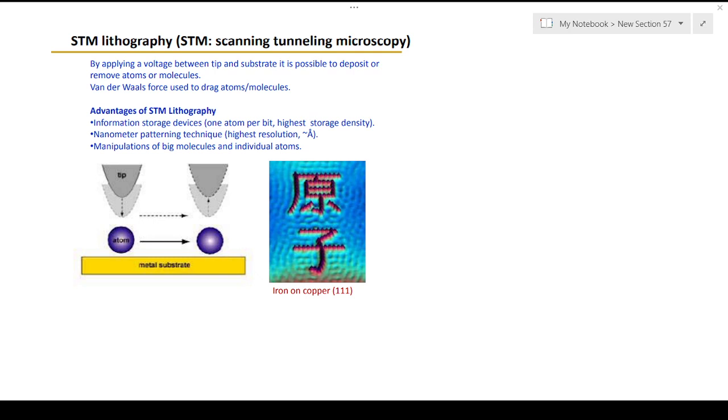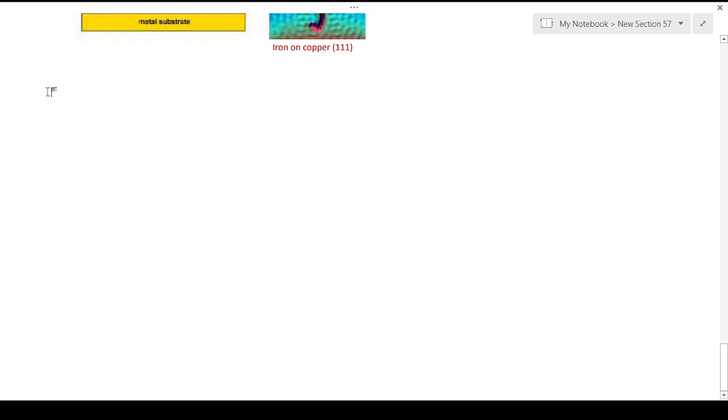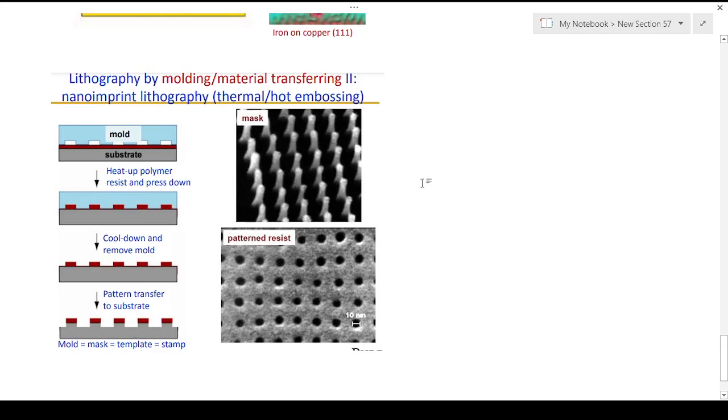Now the other type of lithographic method that we are going to talk about is nano imprint lithography. As I already told, it is the lithography where we need a pattern maker or a mold. As you can see in the figure, the lithography is done by using molding, and the material will be transferred here.